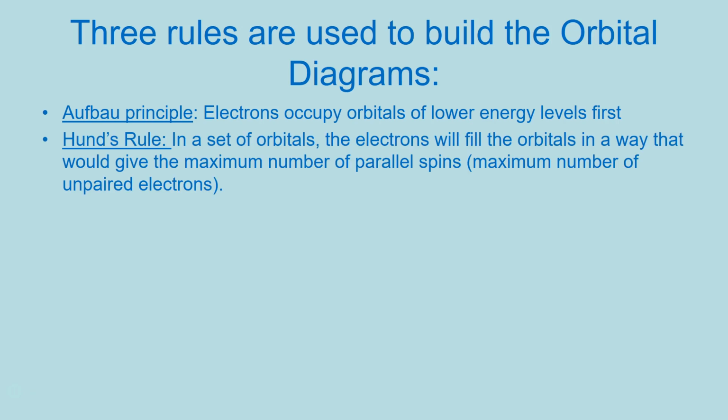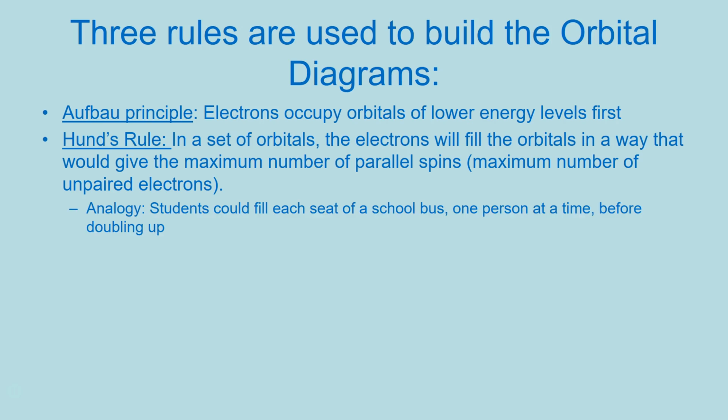Hund's rule says that in a set of orbitals, the electrons will fill the orbitals in a way that would give the maximum number of parallel spins, meaning they want as many electrons to be unpaired as possible. A great analogy for this is to think about riding the school bus. In most cases, students fill up the school bus taking seats individually before people start sharing seats. It would be totally weird to have half the school bus empty, but then half the students jammed into the front half of the school bus. That's not how it works. So we want to put individuals in boxes first before we start pairing them up.